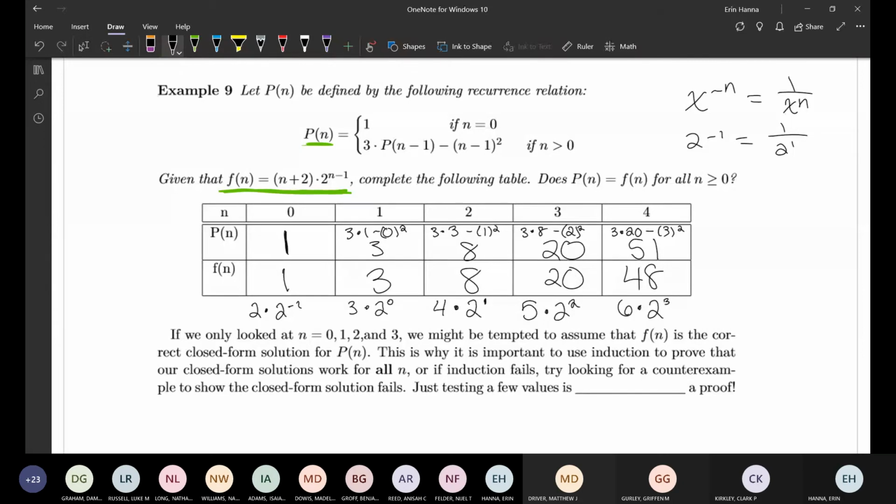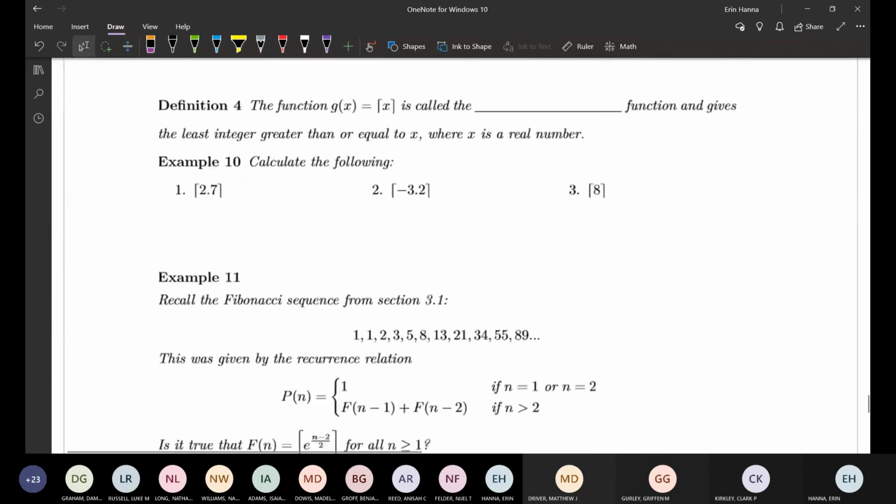If we only looked at 0 through 3, we might be tempted to assume that it is correct. But that's why it's important to prove it by induction. Proof by example does not work. So just testing a few examples is not a proof, like I was just saying a little while ago. If it doesn't work out, you think that you screwed up somewhere instead of the actual thing just not working. I totally get that. All right, we should be able to finish this last little section.